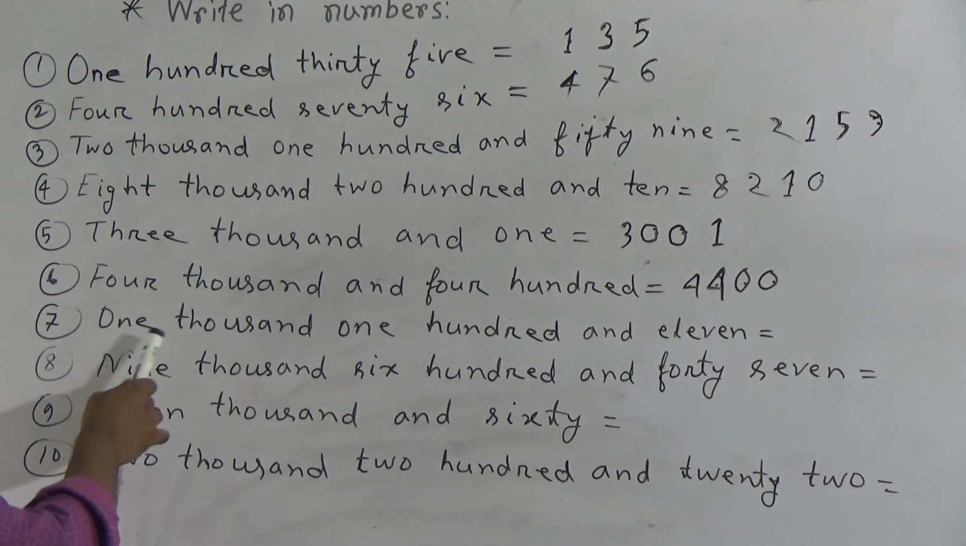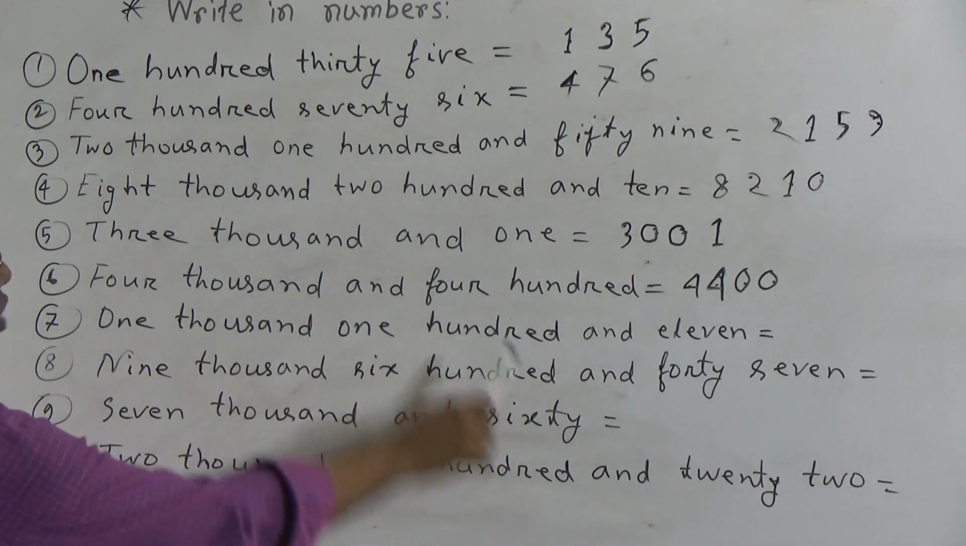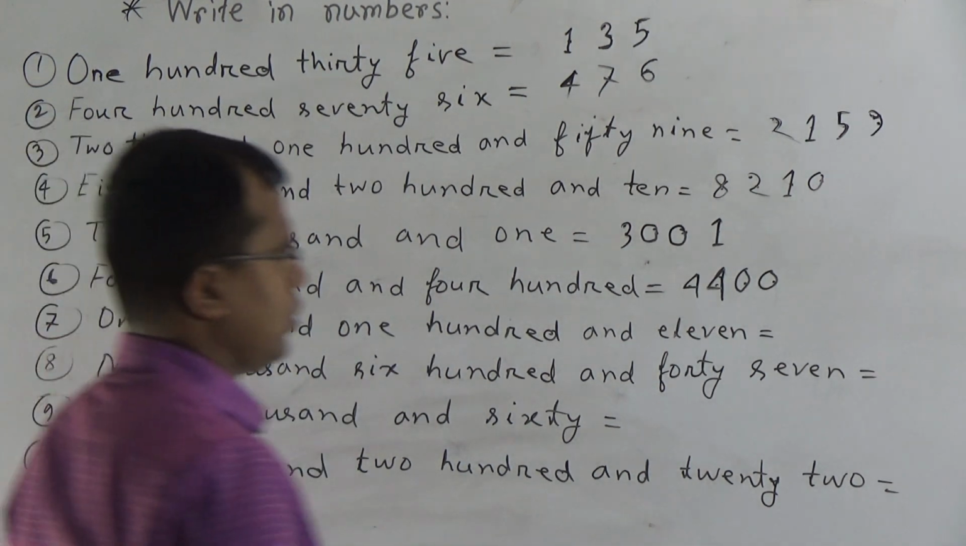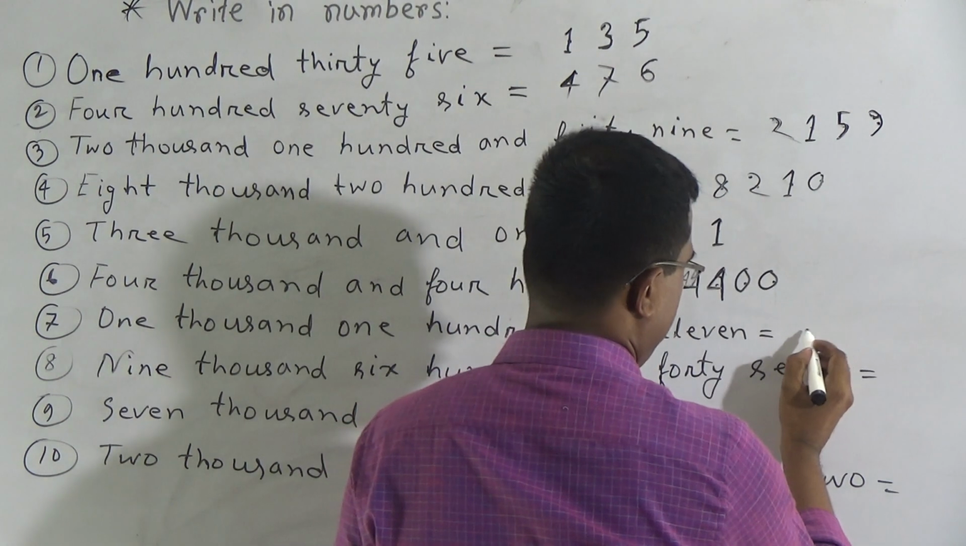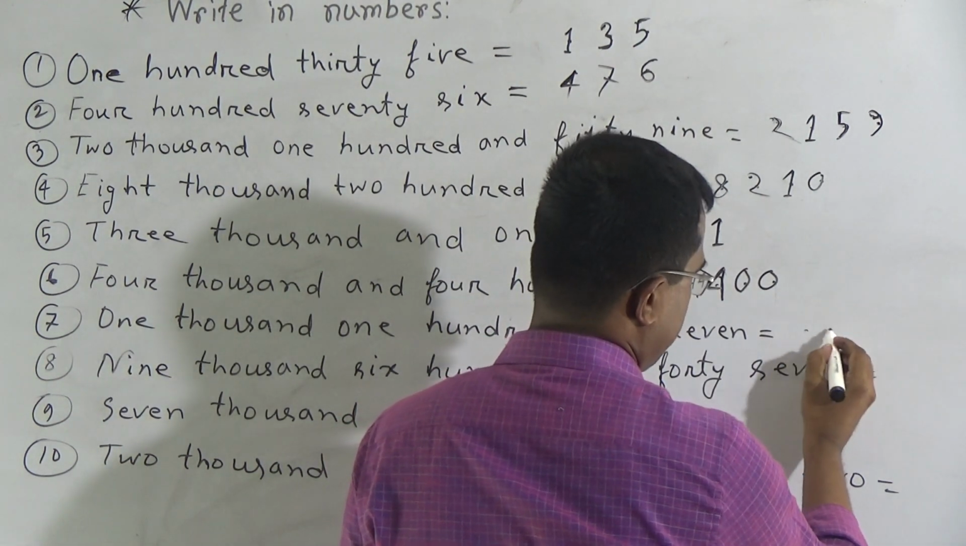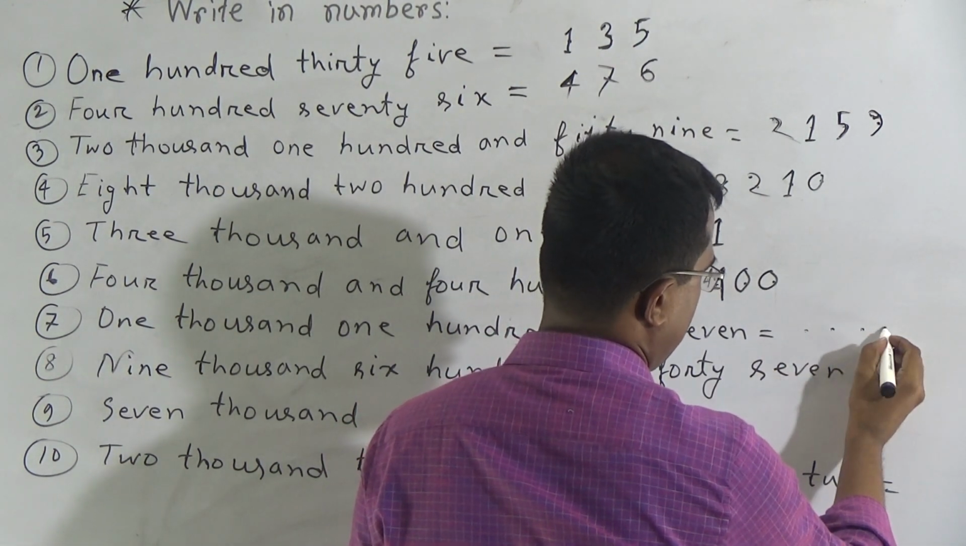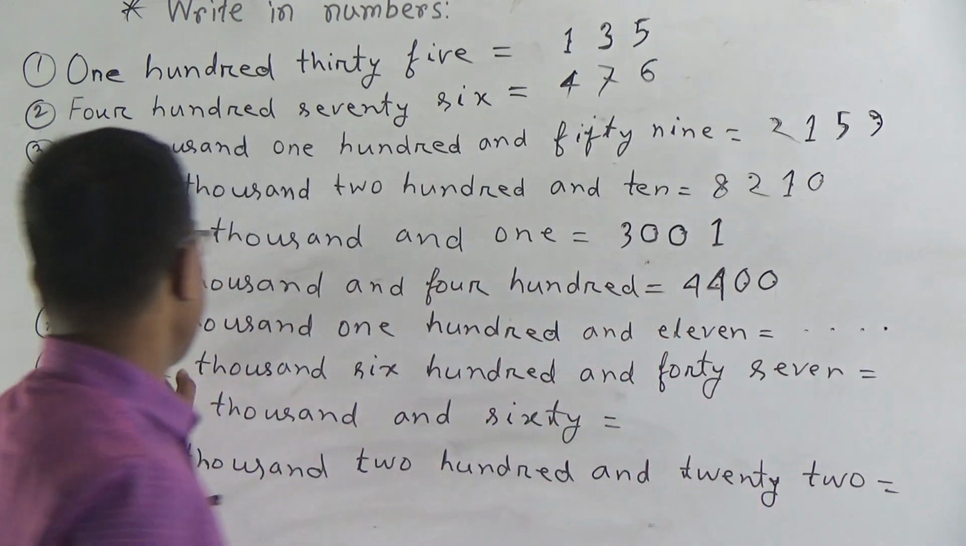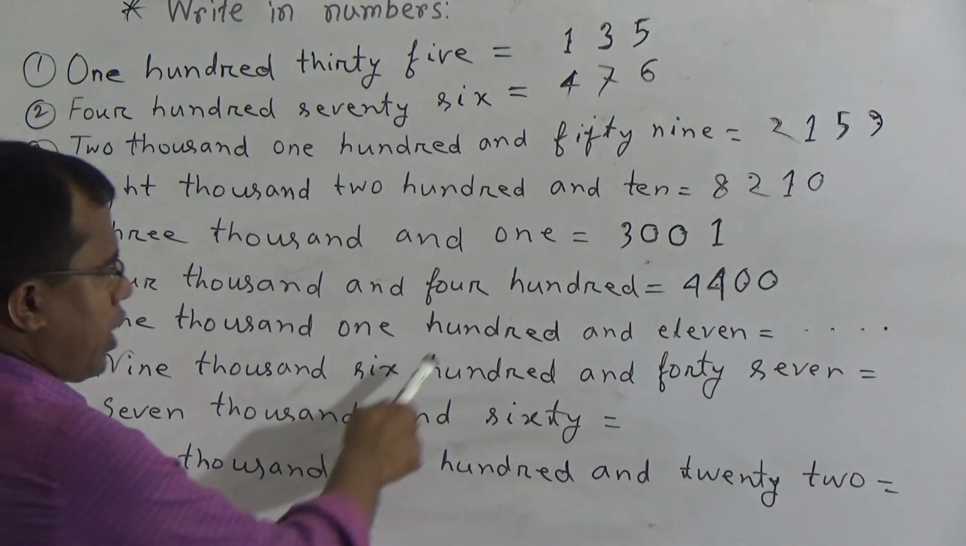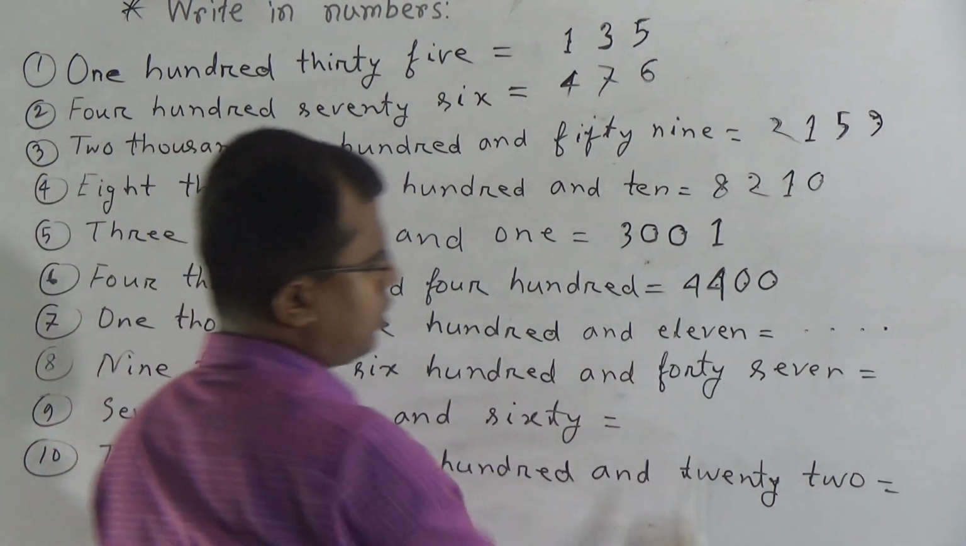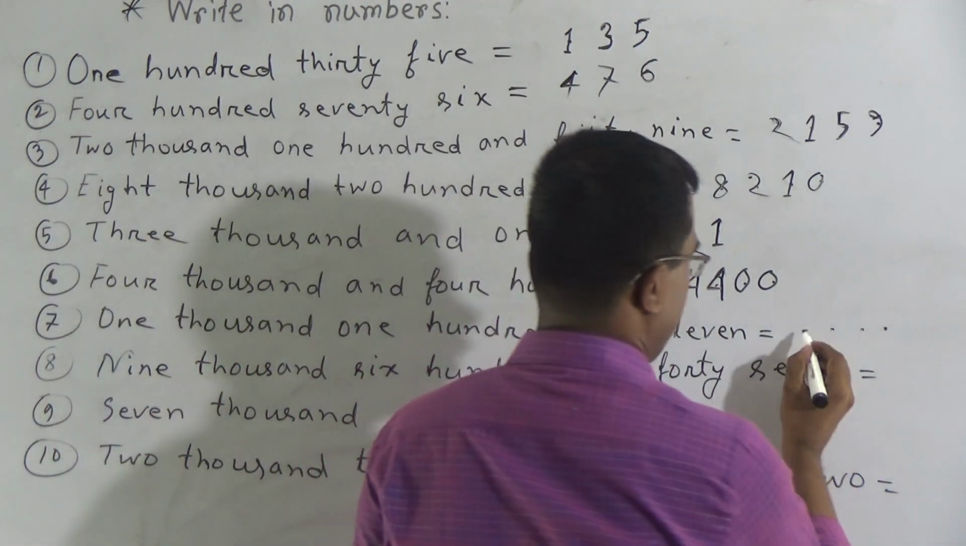Now number 7, 1111. So we have to put 4 dots, 1, 2, 3 and 4. Here in the thousands place 1 will come, in the hundreds place also 1 will come, the tens place also 1 will come, and the ones place also 1 will come.